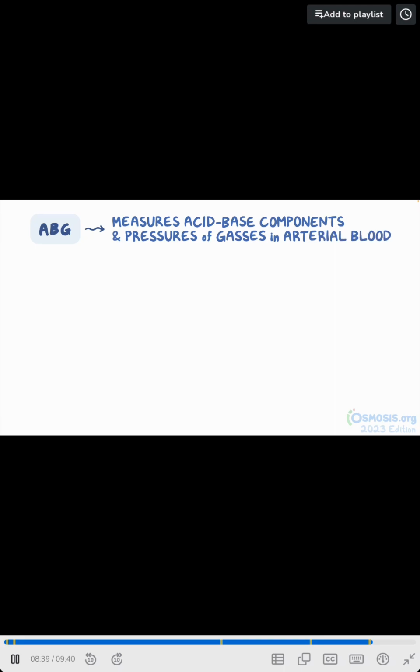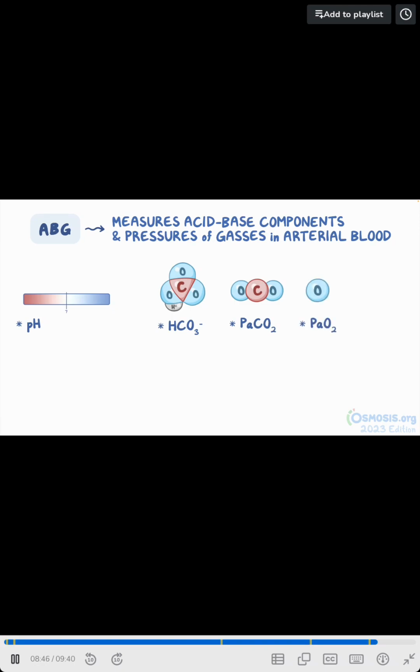Alright, as a quick recap. An ABG measures the acid-base components and pressures of gases in arterial blood, including potential of hydrogen, bicarbonate, partial pressure of carbon dioxide, partial pressure of oxygen, and saturation of oxygen. The pH reflects the hydrogen concentration in the blood, which has an inverse relationship with the pH level.